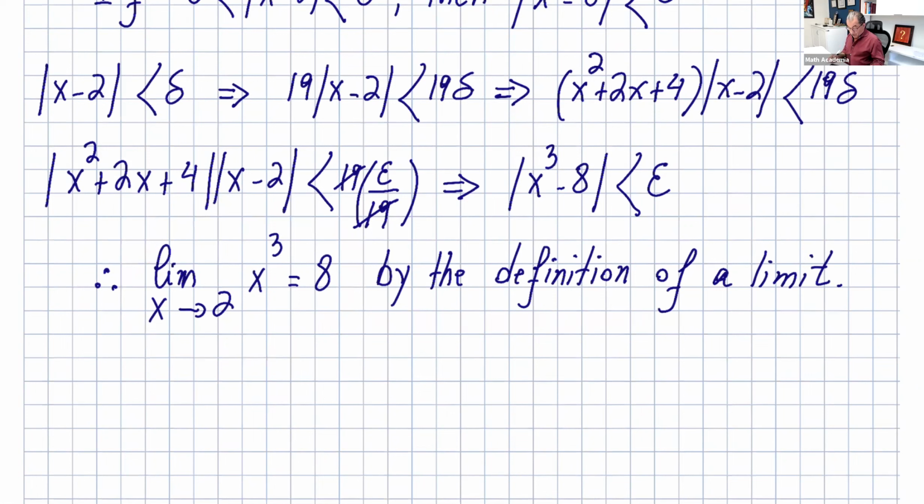So again, try some examples on your own, and if you deal with a polynomial, always pick delta to be equal to 1 and try that, and you'll see it will work. If it doesn't work and you can't find that relation, that means the limit does not exist.